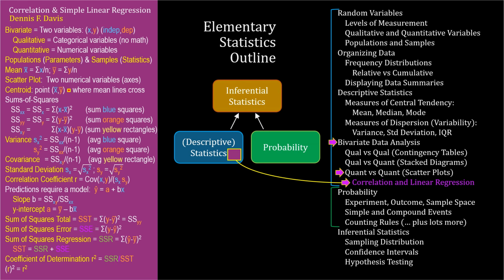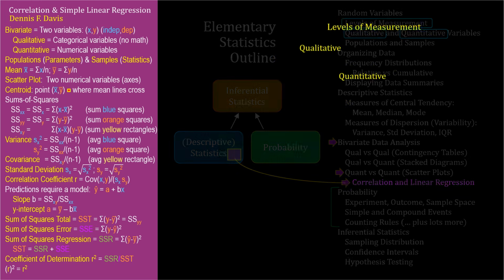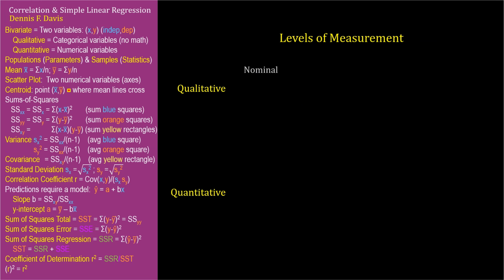Since correlation and linear regression are some of the last topics covered in a statistics course, I'll review some important concepts from earlier in the class, starting with levels of measurement, specifically qualitative and quantitative variable types. There are 4 levels of measurement that describe the nature of different kinds of variables: nominal, ordinal, interval, and ratio.